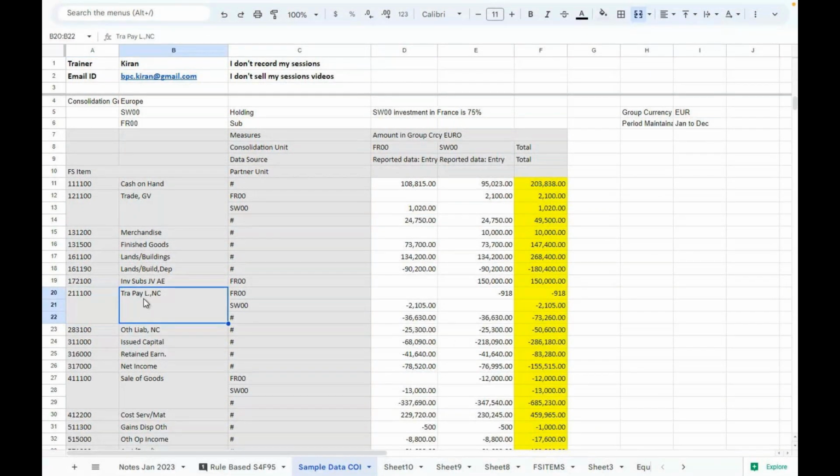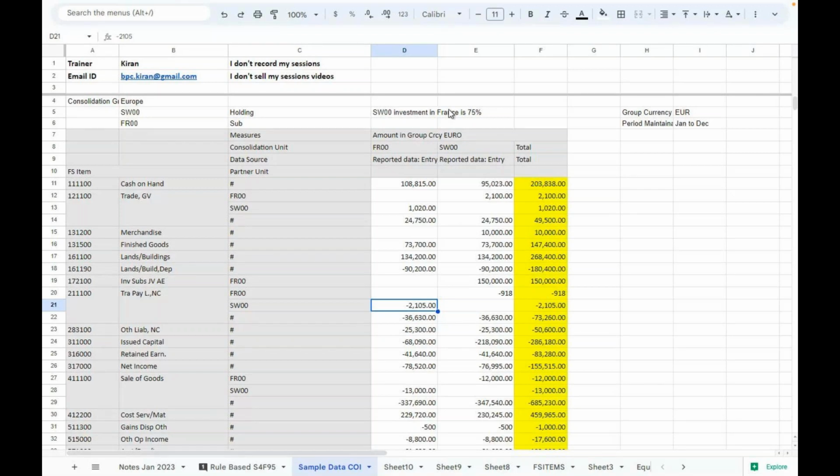If you see this accounts payable, the trade payable, right? Switzerland's payable to France is 918 euros. France's payable to Switzerland is 2,105 euros. Right. So what happens? And you can see what this is? See, Switzerland's investment in France is 75%. So what is the value?